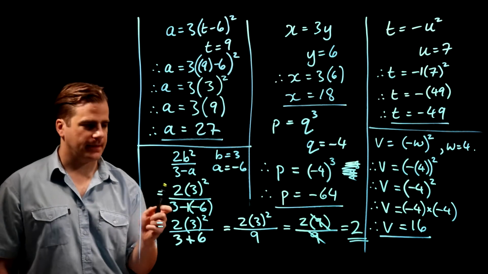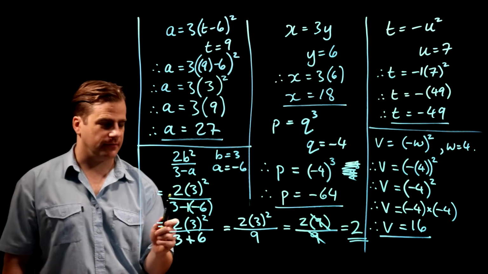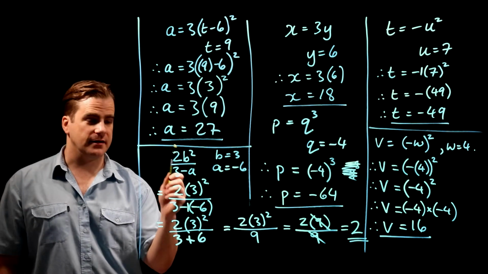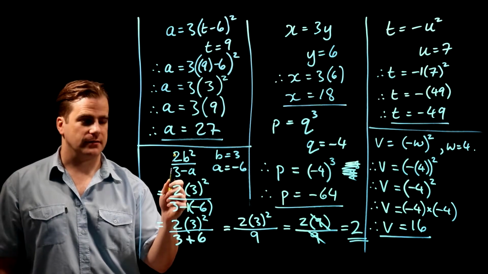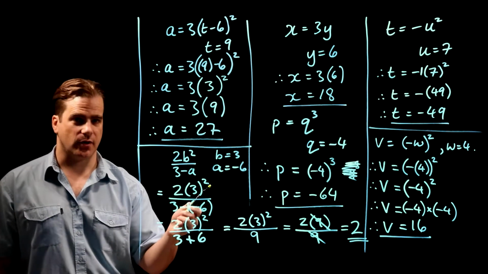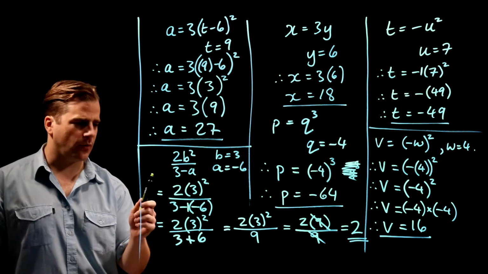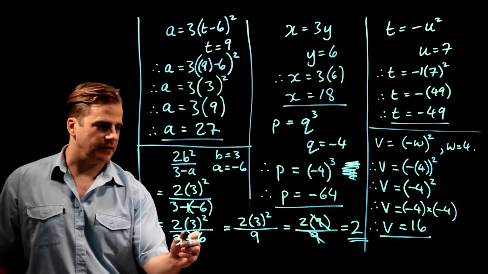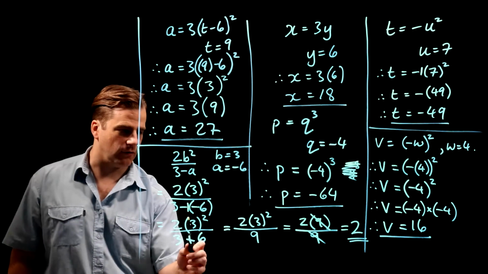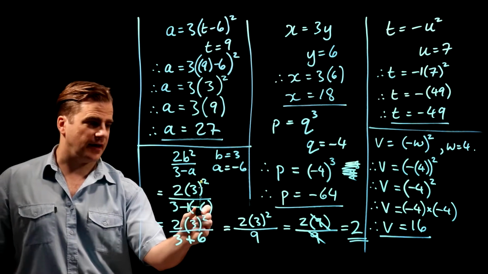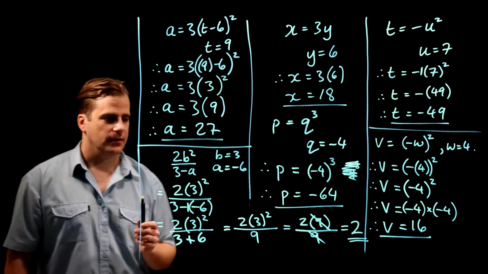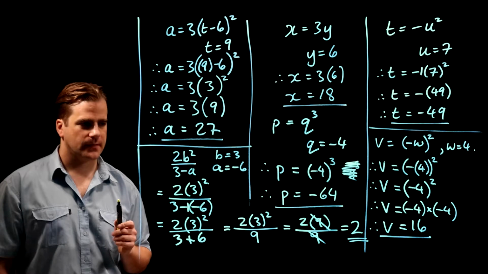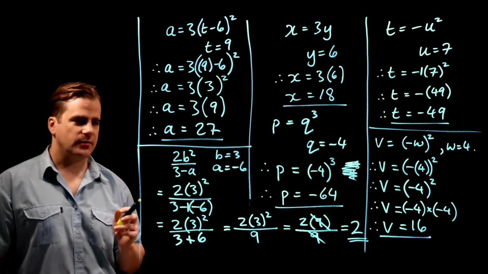Right, now, let's make sure there's no confusion here. In BIDMAS, indices beats division, multiplication, addition and subtraction. So why was I allowed to start evaluating the multiplication and addition here on the bottom before I even went near the index on the top? Well, that's a good question.